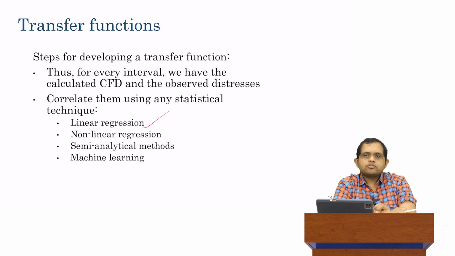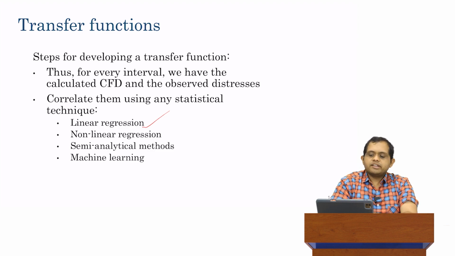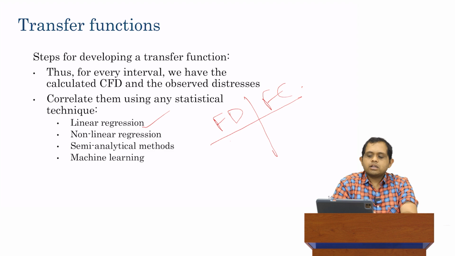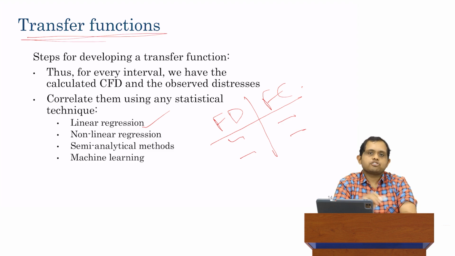Of late, you'll find a lot of papers in literature where they've also tried to use machine learning, for example, to develop these models. As long as we have this data, the data being fatigue damage and, for example if you're doing it for fatigue cracking, this much fatigue damage, this much cracking, another amount, another cracking, we build some correlation. That final statistical relationship we get is called a transfer function.